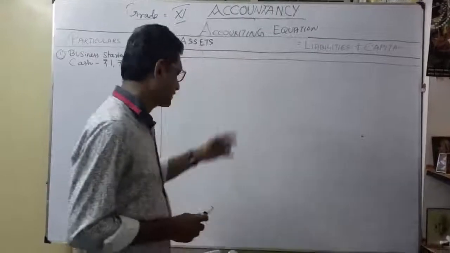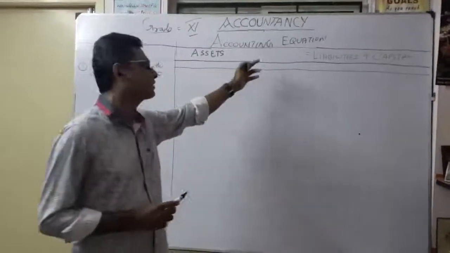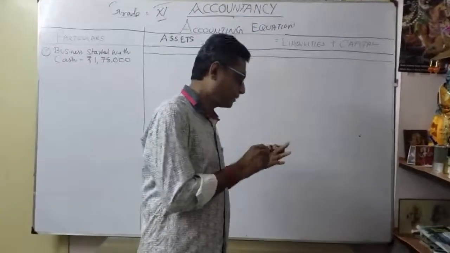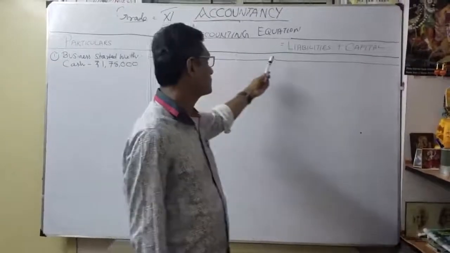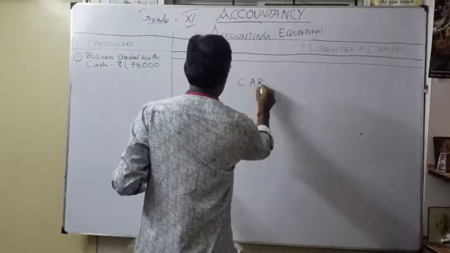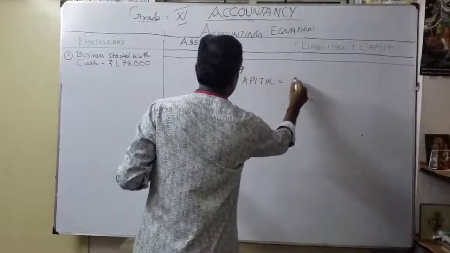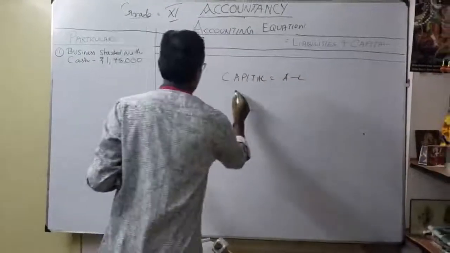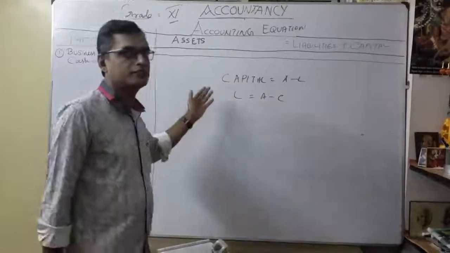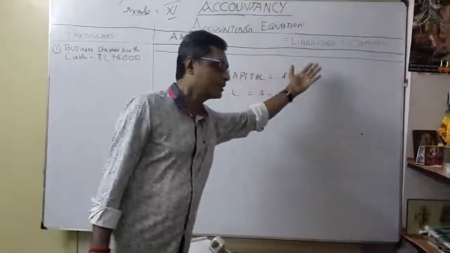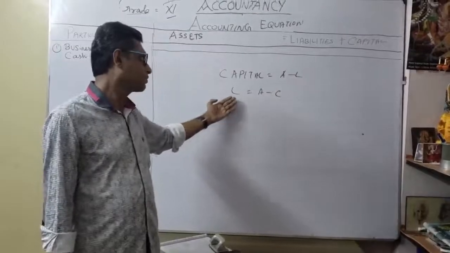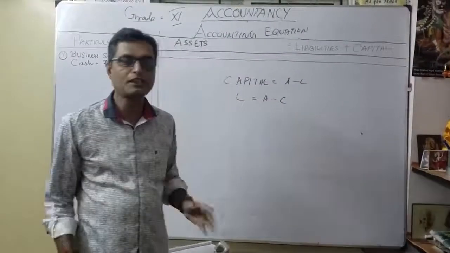See here, the accounting equation. As you know already, what is the accounting equation? It's nothing but a mathematical expression. Assets is equal to liabilities plus capital. You can also write capital is equal to assets minus liabilities, or liabilities is equal to assets minus capital. So you want to know the three equations. That's the equation you want to keep in your mind.